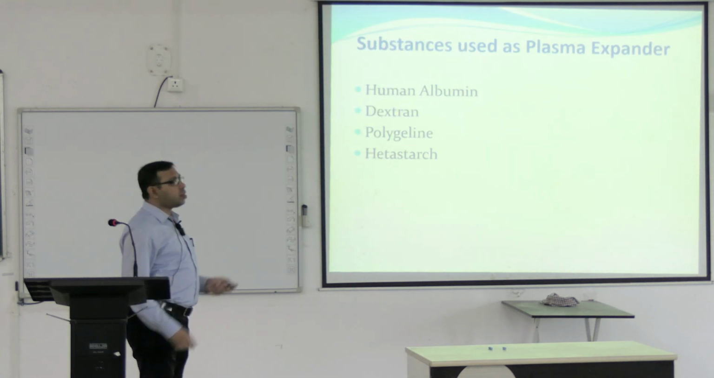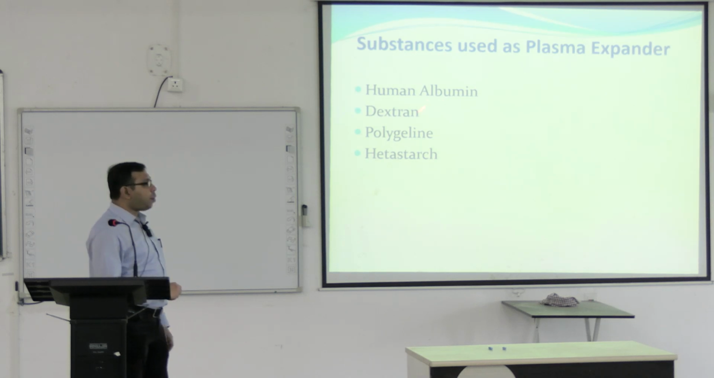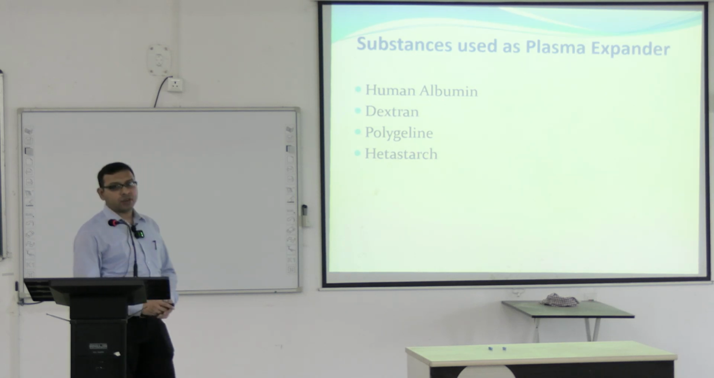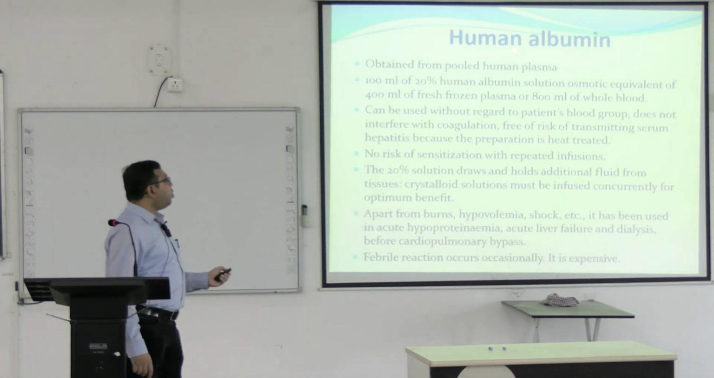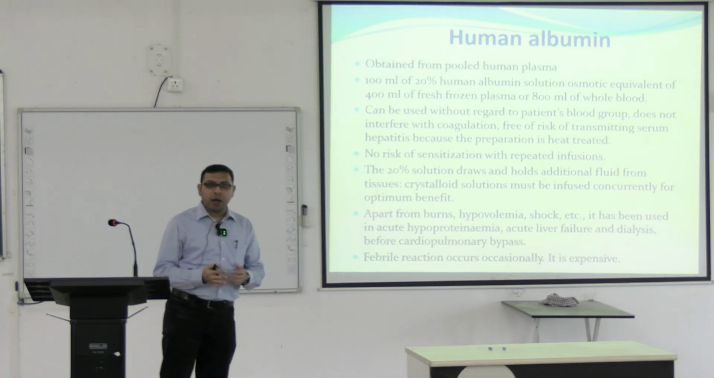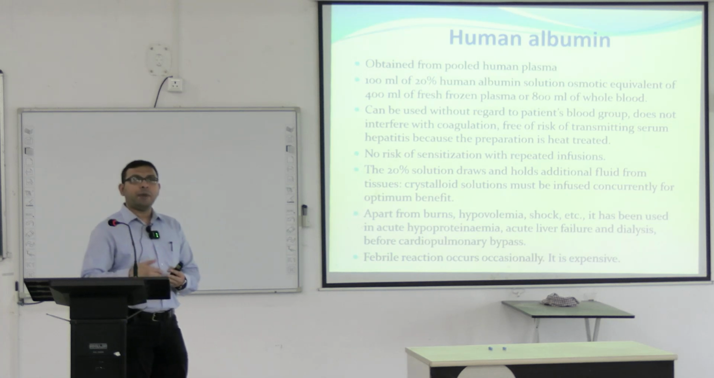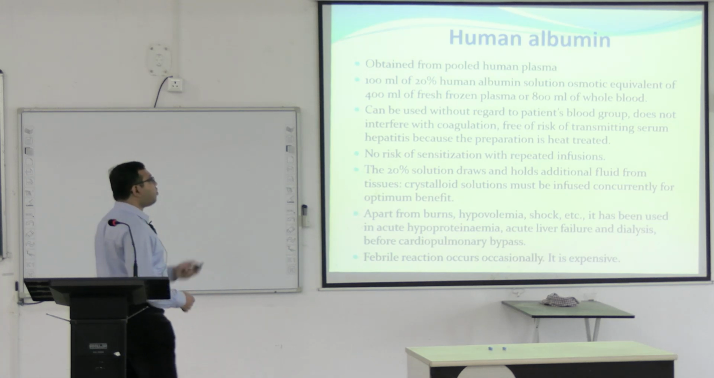These are the common substances used as plasma expanders: human albumin, most appropriately dextran, polygelin, and hetastarch. So human albumin is obtained from pooled human plasma. From the human plasma, pooling is done, and by crystallizing and distillation, it is usually formed.